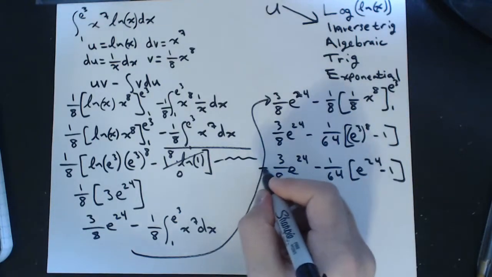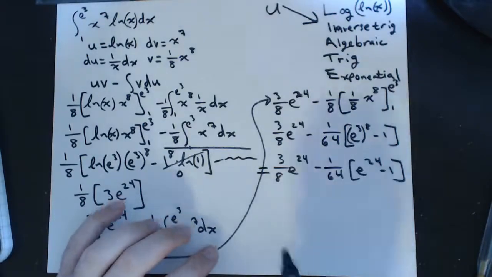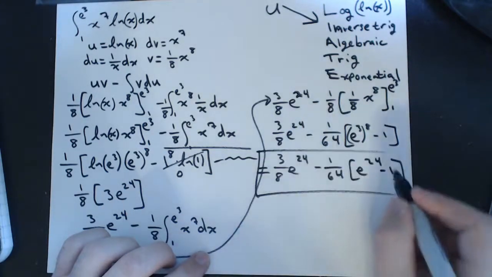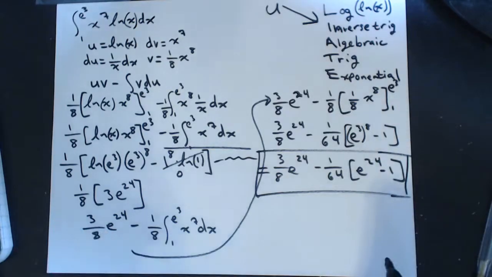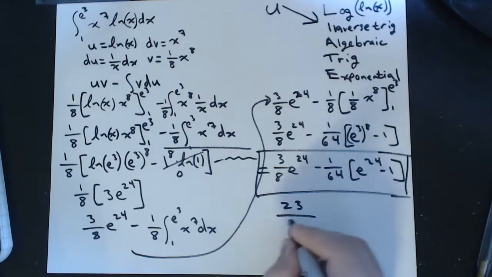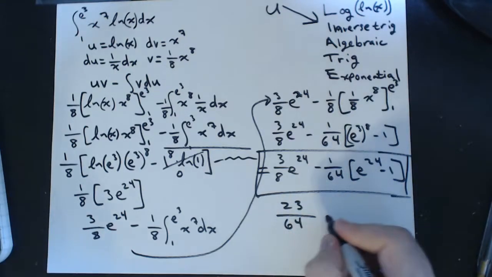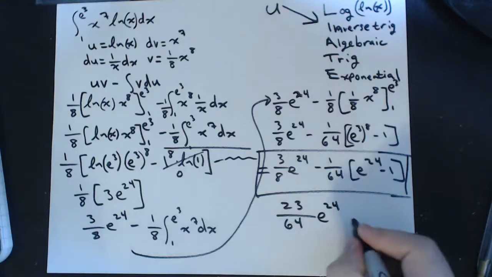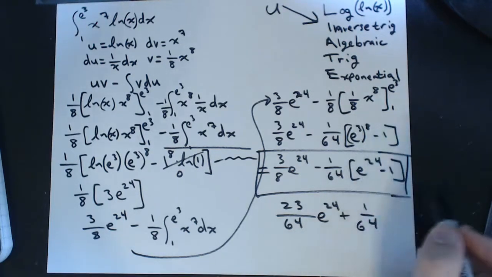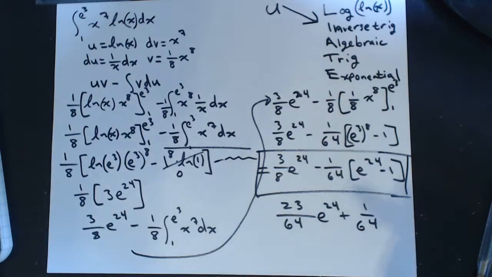And this is good enough, in my opinion, and I think for most professors, to be your final answer. So you could box that off. But if you wanted to simplify and do more arithmetic and things like that, the final answer that I've seen written is 23/64 e to the 24th plus 1/64. And this is just if you distributed this through and then did some subtraction. But this is good enough to put as your final answer.